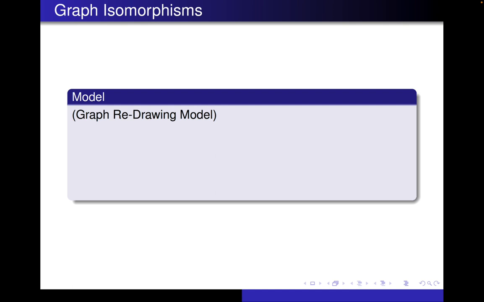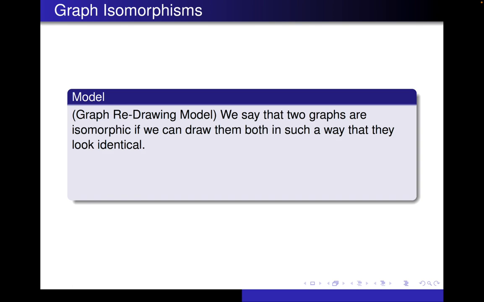I call it the graph redrawing model, and this is the same model we used informally at the very beginning of this video. We say that two graphs are isomorphic if we can draw them both in such a way that they look identical. When I say redraw them both, we maintain the same vertices and edges. We just draw the vertices and edges in different places.